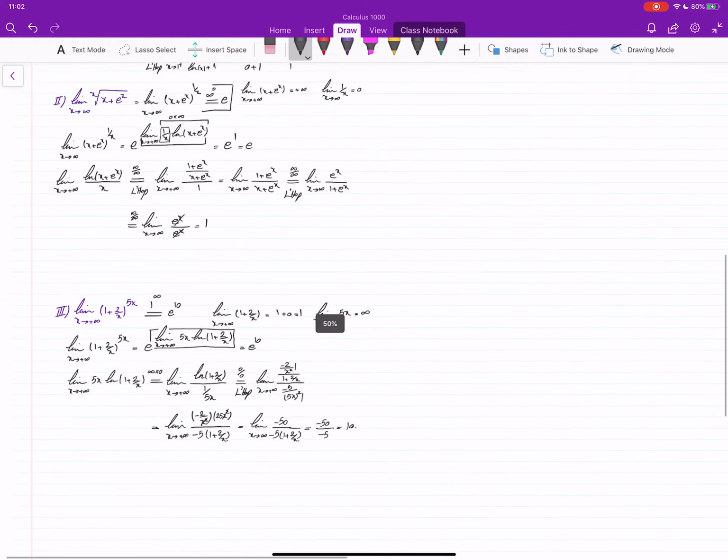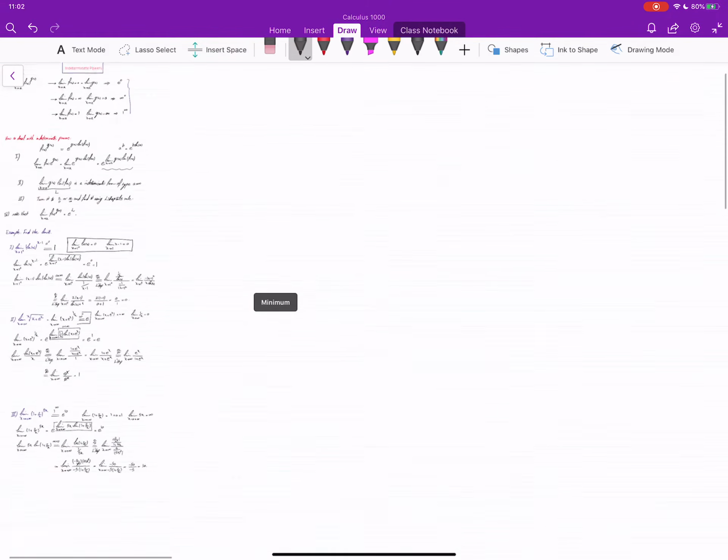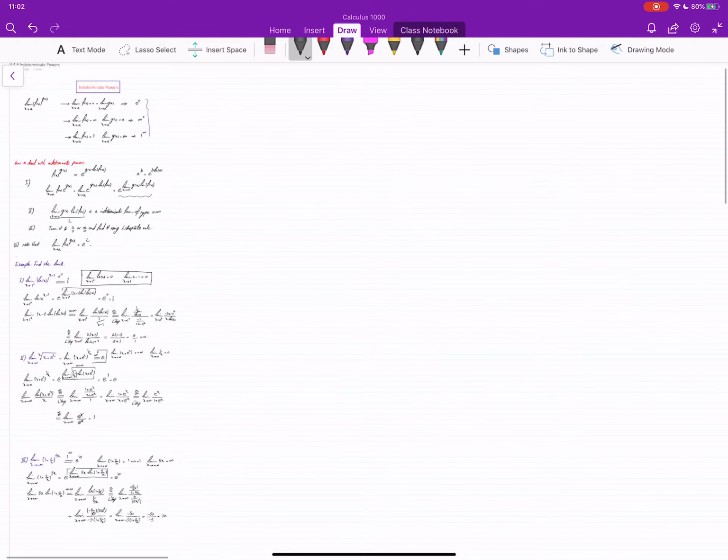So in determinate powers, you need to do one trick and then turn the indeterminate form into indeterminate products, and then go from there, turn it into 0 over 0, use L'Hopital, solve it, and go back and find the original limit.